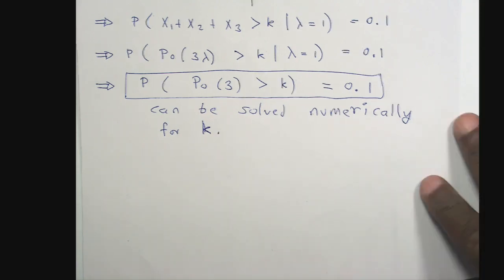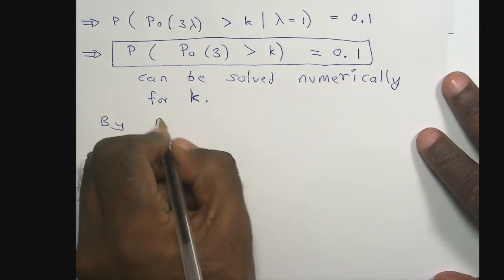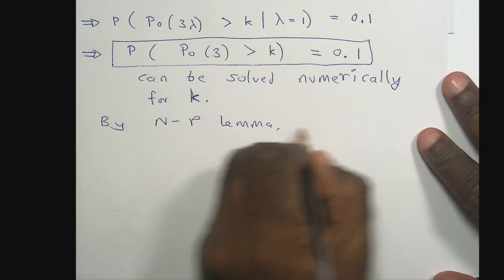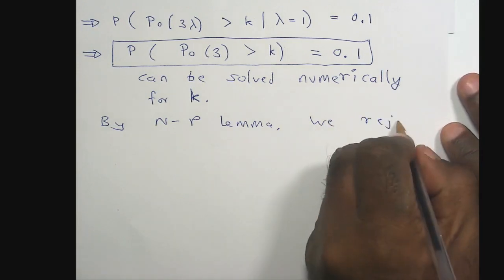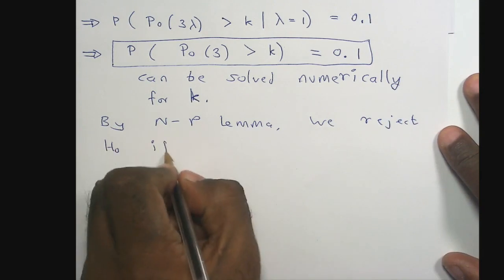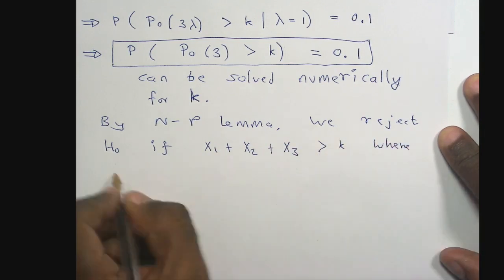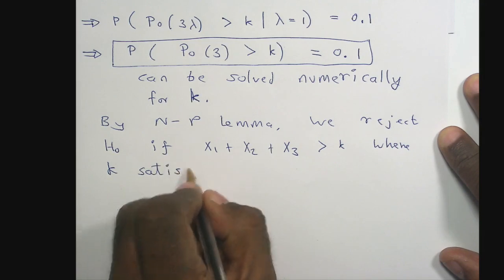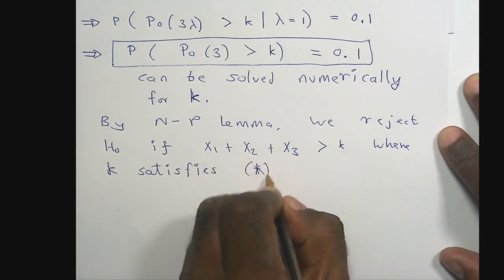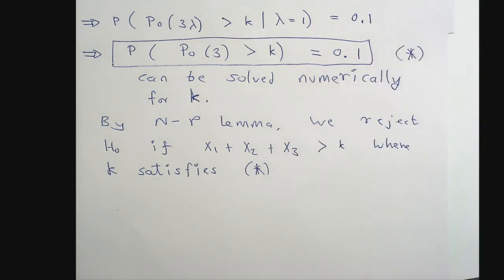So the answer to question 1, part 1, part 2, part 3 is that by the Neyman-Pearson lemma we reject the null hypothesis if the sum of three variables is greater than k, where k satisfies equation star. Is that clear or are you lost?